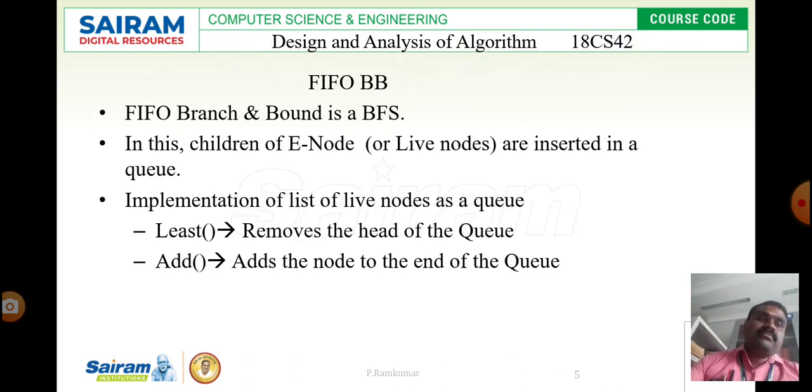These are the basic things which are available under the topic of branch and bound. In branch and bound, we have discussed the assignment problem, knapsack problem, 0 or 1 knapsack problem, then the traveling salesman problem. So this is all about branch and bound.